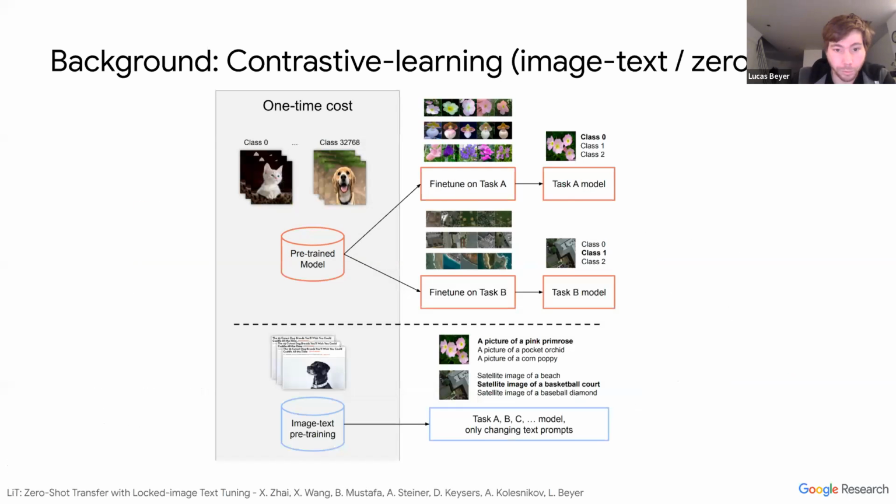And once you did that, then you actually don't need to do any fine-tuning for any new task anymore. You just take your model and describe what you want by writing the text and embedding it into the space. Like for each class, you write, for example, a picture of a pink primrose, or a picture of a pocket orchid, or corn poppy. I think these were the three in the game that we played in the beginning. You just write this text and you don't do any fine-tuning, nothing. And you get a classifier out of this contrastive model basically for free.